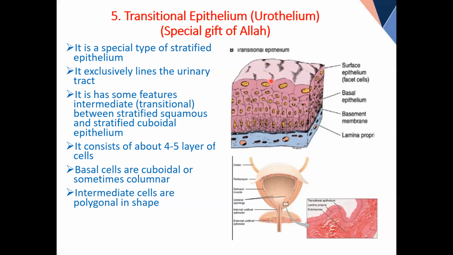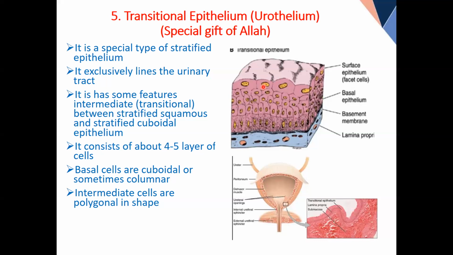Now, what features did I explain? The basal layer is columnar, okay. The intermediate layer of cells, they are loosely bound to each other. Their number of layers can increase or decrease because of the effect of stretching and relaxing. The surface layers can be squamous in appearance, they can be round or cuboidal. Because of this confusion, I have given it the name transitional. The name transitional means, you understand? In between. In between what? Sometimes stratified squamous and sometimes stratified cuboidal.